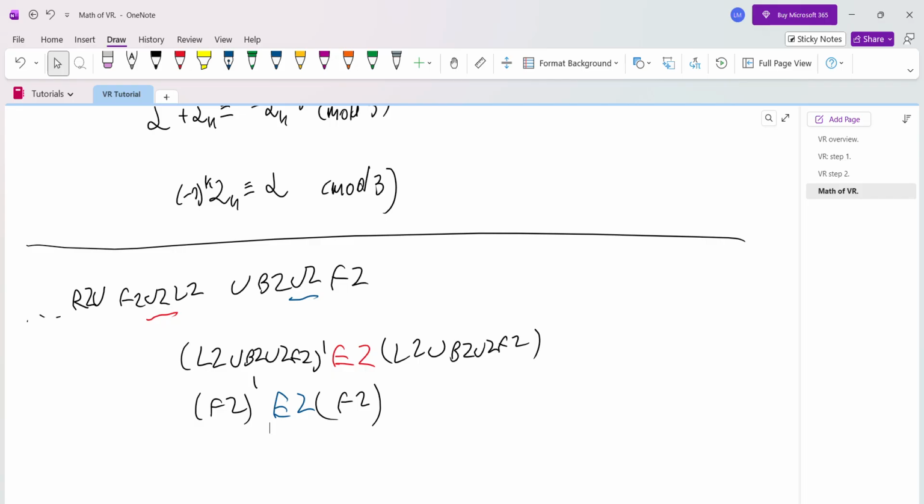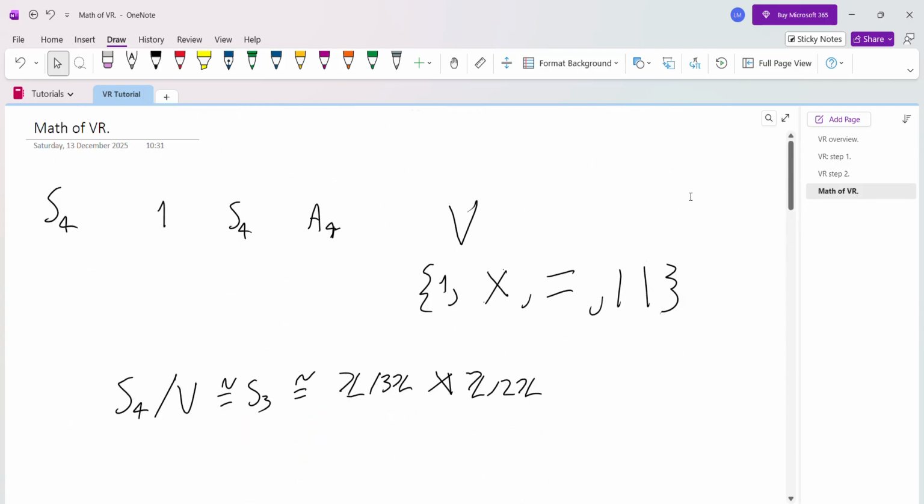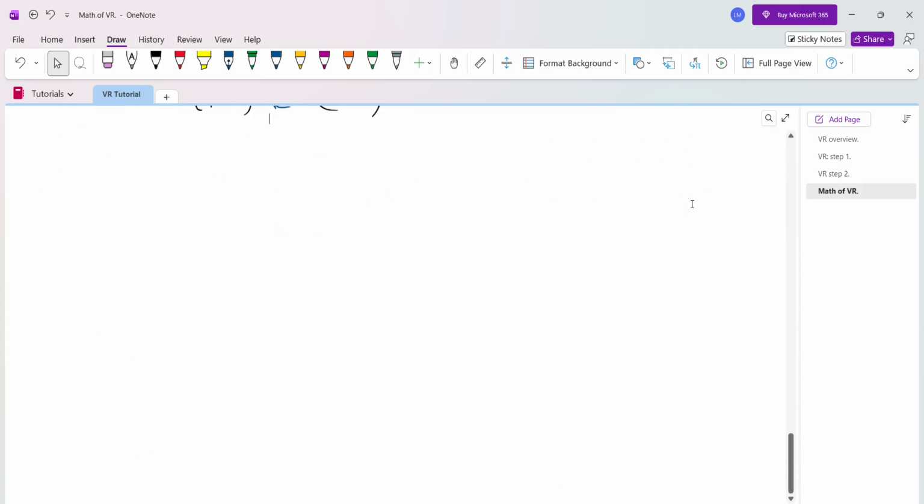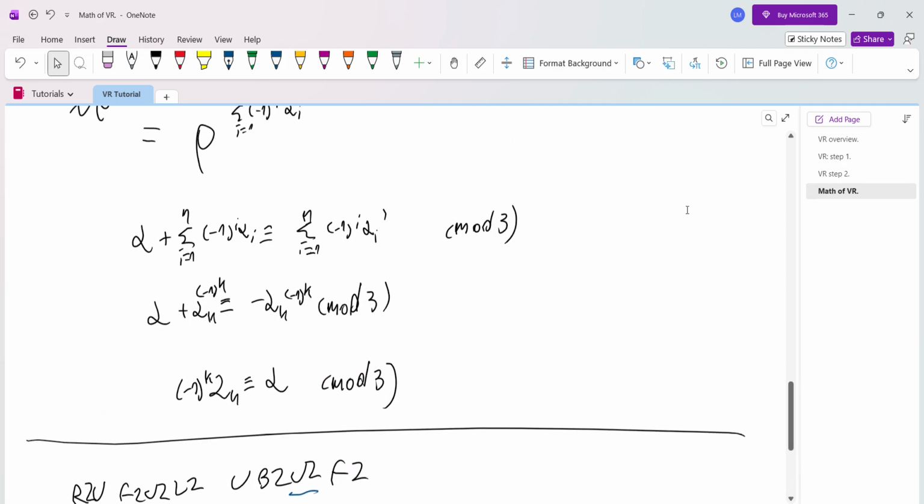So yeah, this is the math behind the VR. This is how it works. This is the group theory. Very simple. Again, I think I explained quite poorly, but you should see that it's actually very, very easy.